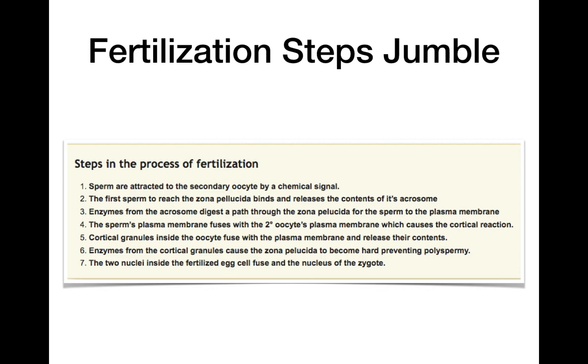Cortical granules inside the oocyte fuse with the plasma membrane and release their contents. And the enzymes from that cause the zona pellucida to become hard, preventing polyspermy. And the 2 nuclei are going to fuse inside the egg, and that's going to become the zygote, and the nucleus of the zygote in particular.